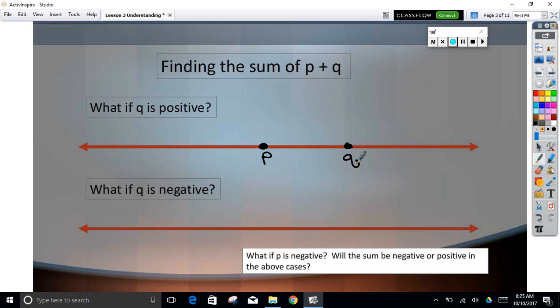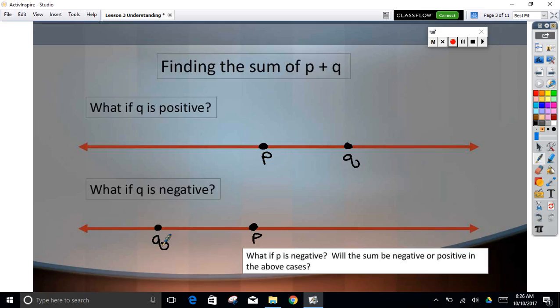What if Q was negative? Where would we put Q? Let's do that on this number line. So if we have P here, where would Q go if Q was negative? It will go somewhere on the left. And if we're using the same number for Q, it would go the same distance away as in the first number line. Now I want to think about some other things.